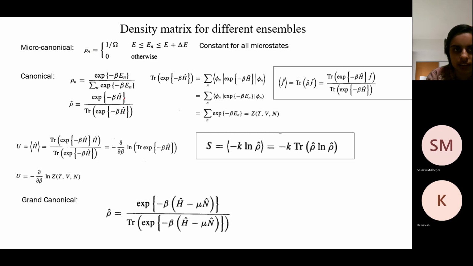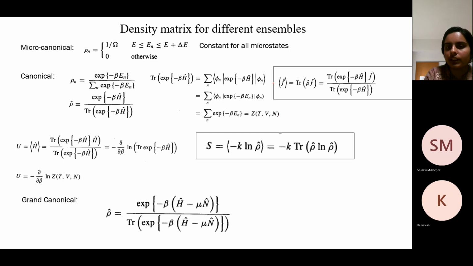And what happens to the canonical ensemble? This is our classical representation. When we write it in terms of the operator notation, it is e to the power minus beta H cap, where H is the Hamiltonian operator, divided by the summation over n of e to the power minus beta E n, and this is actually the partition function. Because it's a summation over n, you are summing over all the diagonal terms, right? So in a way it's actually the trace of e to the power minus beta H, and the trace of e to the power minus beta H is your partition function.